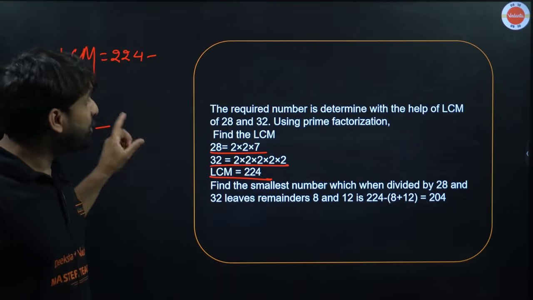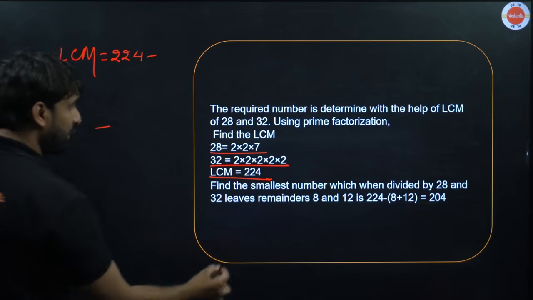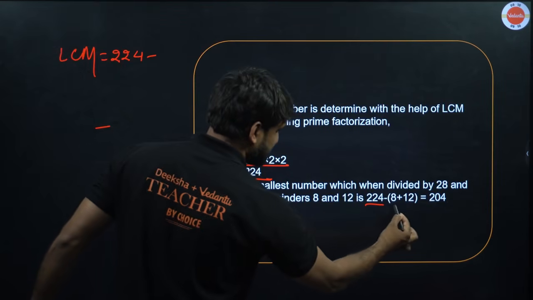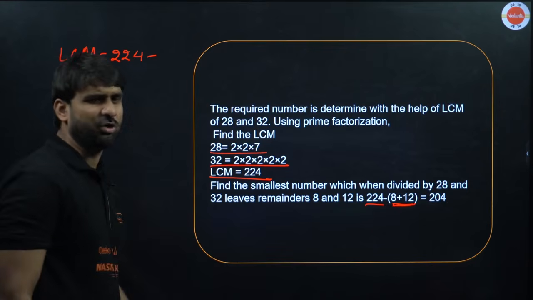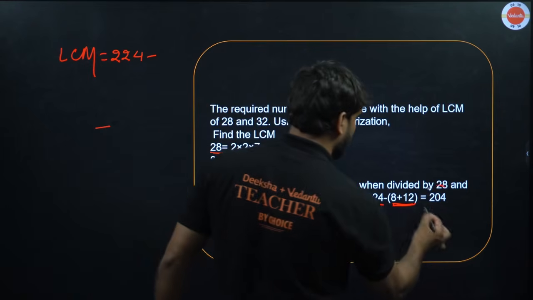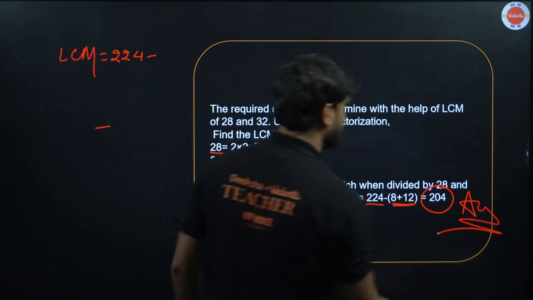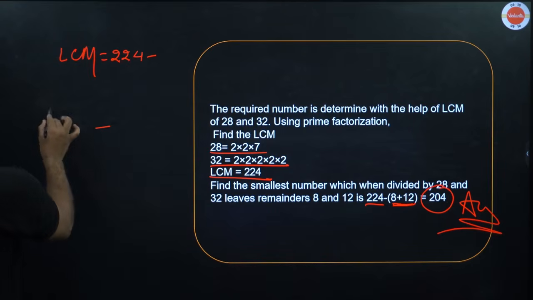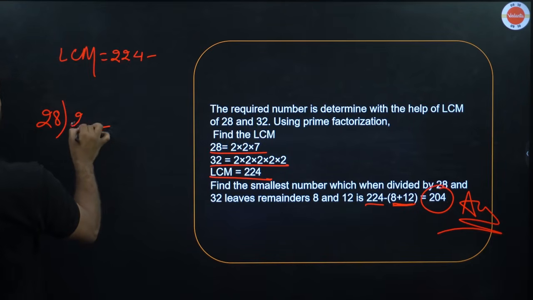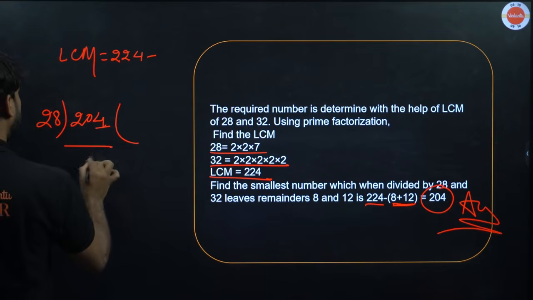So subtract the common difference from the LCM. So 224 minus this, 8 plus 20, which is the common difference. So we are getting 224. This is the answer. So when you divide 28 to 204, the remainder will be 4.